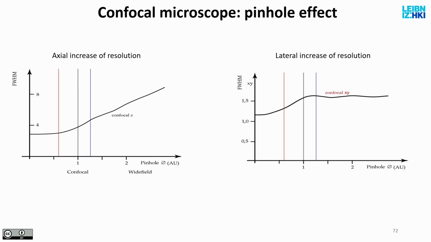And this, of course, also shows you that going below, I would say, 0.6 or so, or 0.5 airy units doesn't make much sense. Because you do not get better resolution, but you lose light. And if you close your pinhole to 0, you get the maximum axial resolution, but you get no photons. So the theoretical optimal pinhole size is 0. But technically that doesn't work, so we usually start around 1. Opening it beyond 2 will turn you basically, like I said, into a wide field microscope.